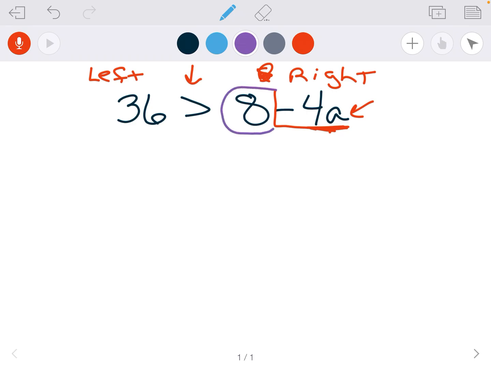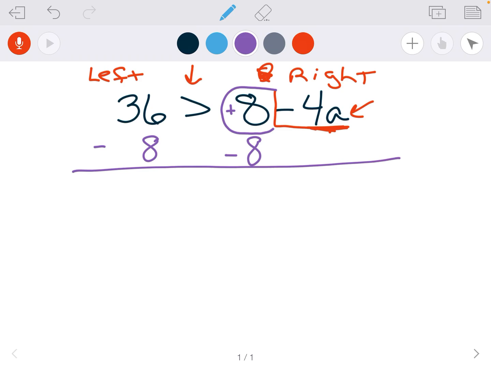So I've got an 8. It's not a -8, it's a +8. So I need to get the 8 to the other side. I need to do the inverse operation. The inverse operation of +8 is -8. And what I do to one side of the inequality, I have to do to the other side.